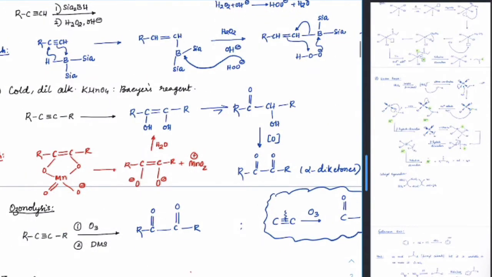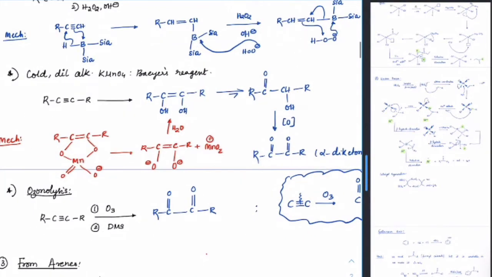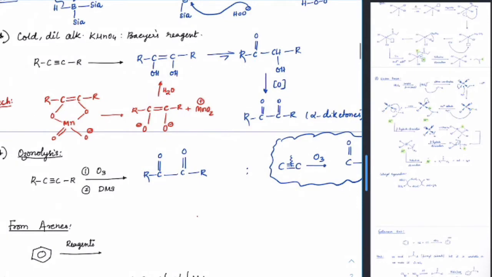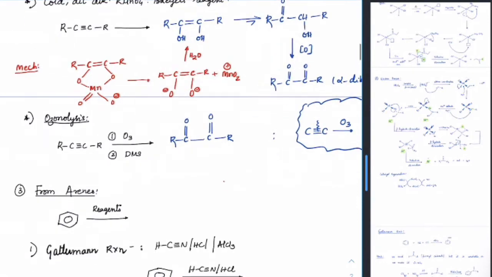Next, we learned about Baeyer's reagent. In Baeyer's reagent, we have seen that we first form a manganese ester, and this manganese ester will slowly start coming out as MnO2, and you will have a cyclic intermediate, which on hydrolysis will give back vicinal diols. Here it will undergo tautomerism, forming a secondary alcohol again, which further undergoes oxidation to give alpha diketones. So that's what happens in Baeyer's reagent.